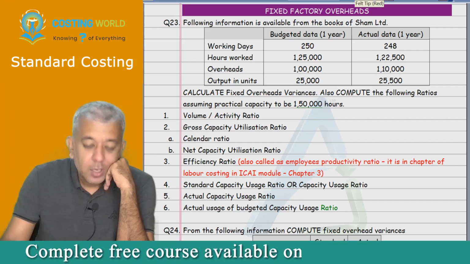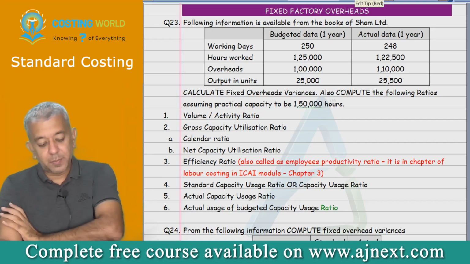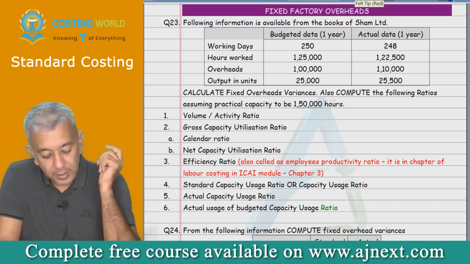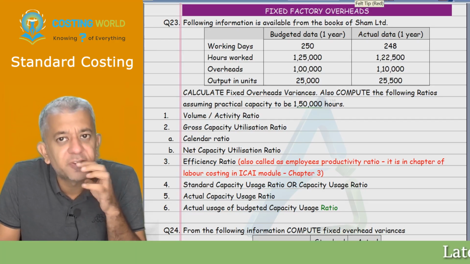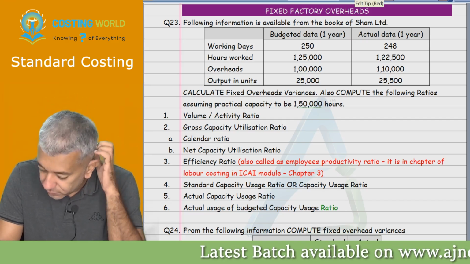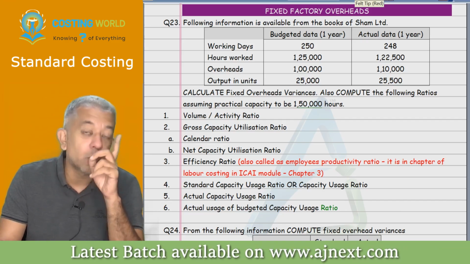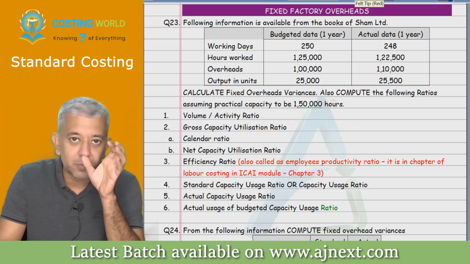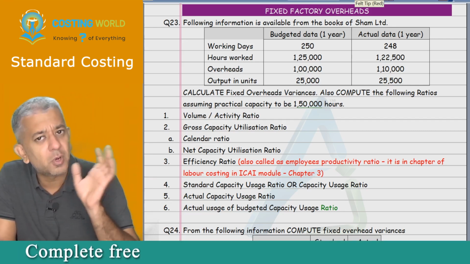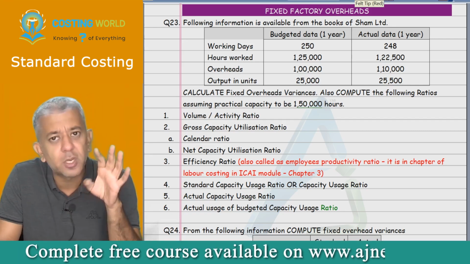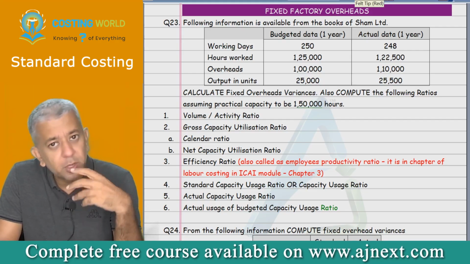Listen. As part of your syllabus, there is something else also for fixed overheads, and those are ratios. But those ratios in your module are not mentioned in the chapter of standard costing. They are mentioned in the chapter of budgetary control, so we are going to do those particular things.